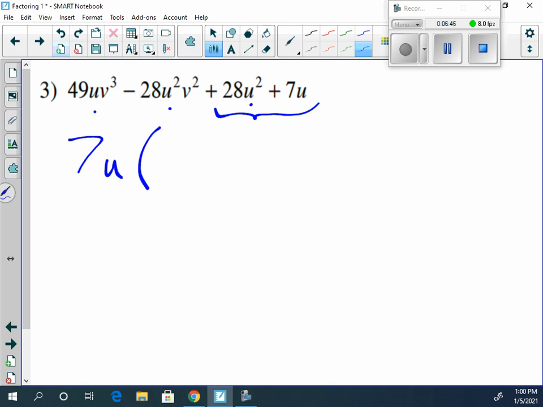Now, if we factor 7u out of 49uv cubed, well, 49 divided by 7 would be 7. We have 1u, and if we factor it out, it simplifies out. It would just be 1. And we're left with v to the third, because we're not doing anything with it. Minus. Well, negative 28, if I factor 7 out, or I divide it by 7, I'm left with negative 4. U squared, if I factor a u out, pull 1 away, so if I had 2, I'm left with 1. And we didn't do anything to v squared, so it's just going to be v squared. So that takes care of the first two.